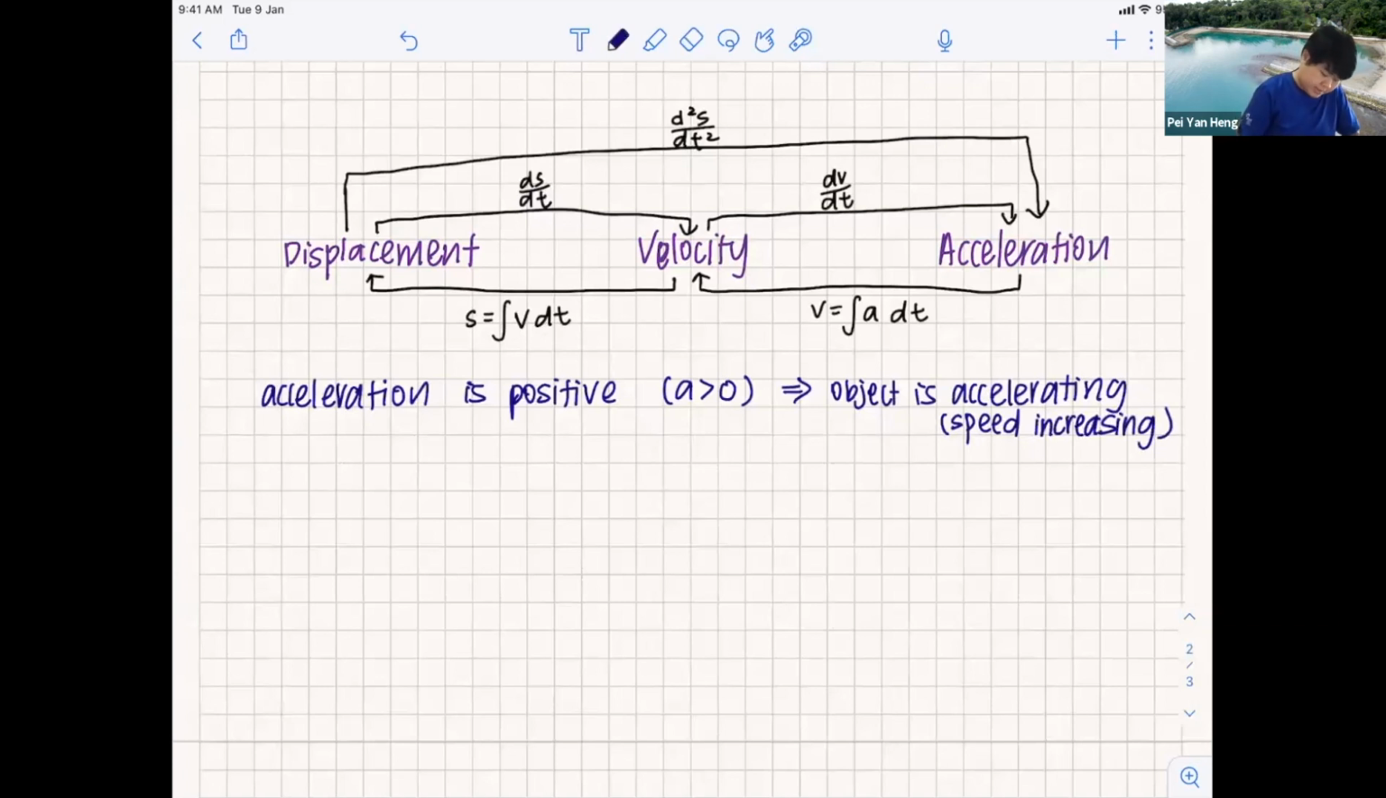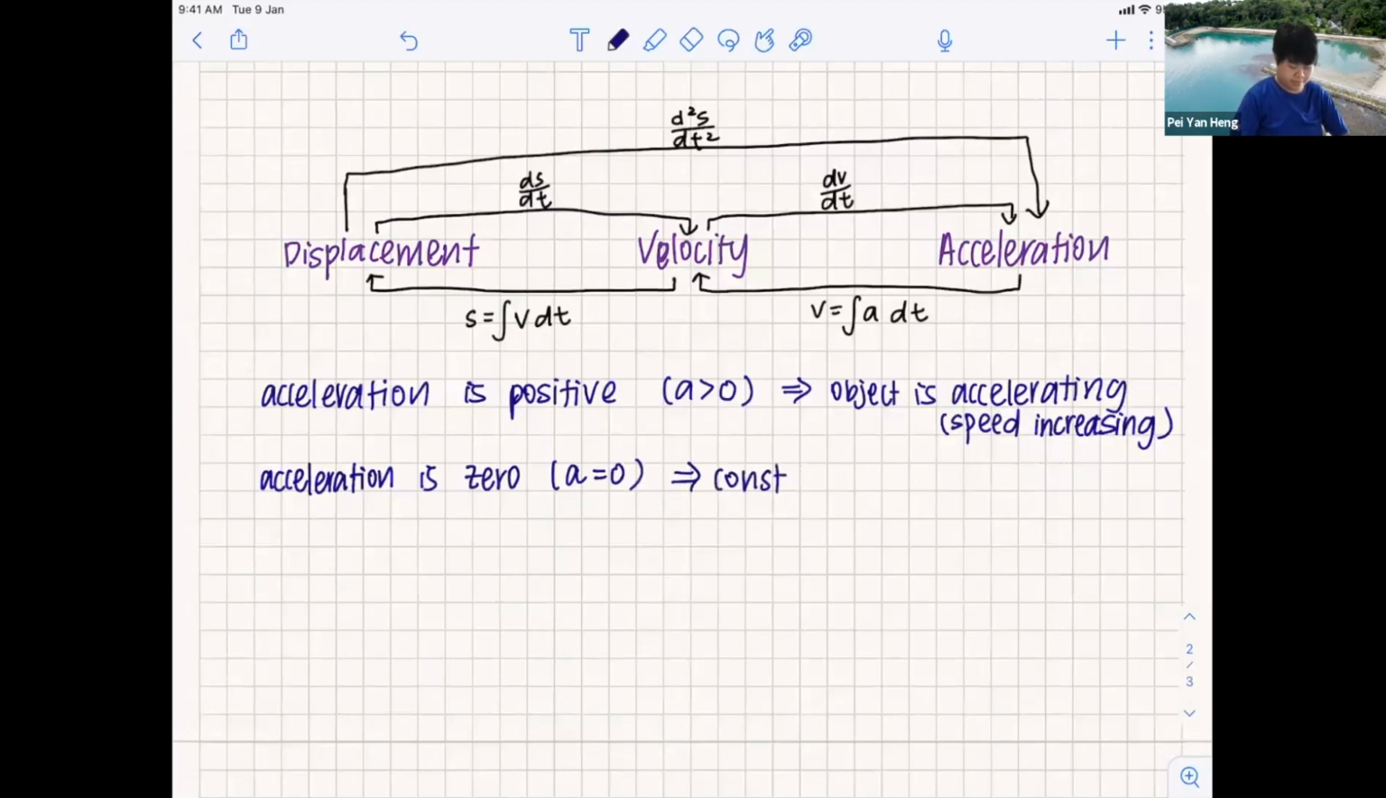Now when the acceleration is zero, meaning a equals 0, what this means is that the object is at constant speed. So this is an important phrase to pick up. When the question says that the object is traveling at a constant speed, we immediately know that acceleration equals zero.